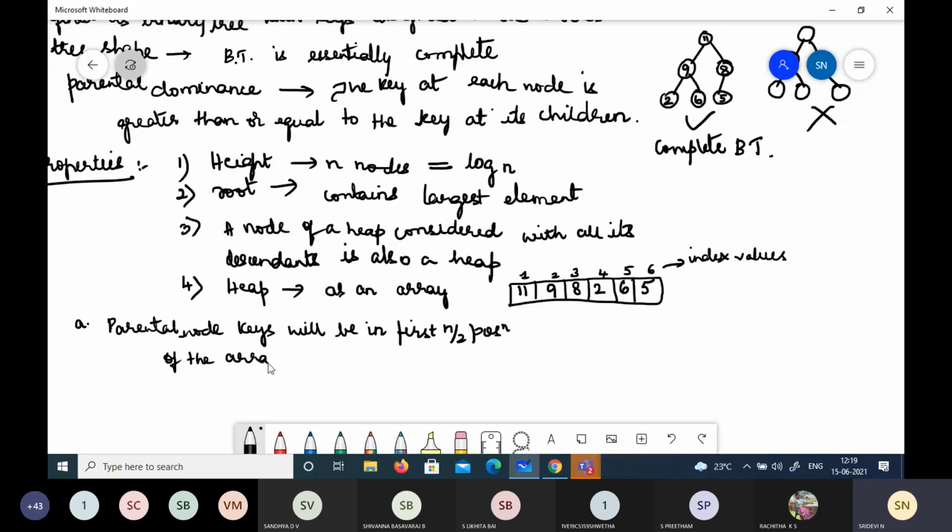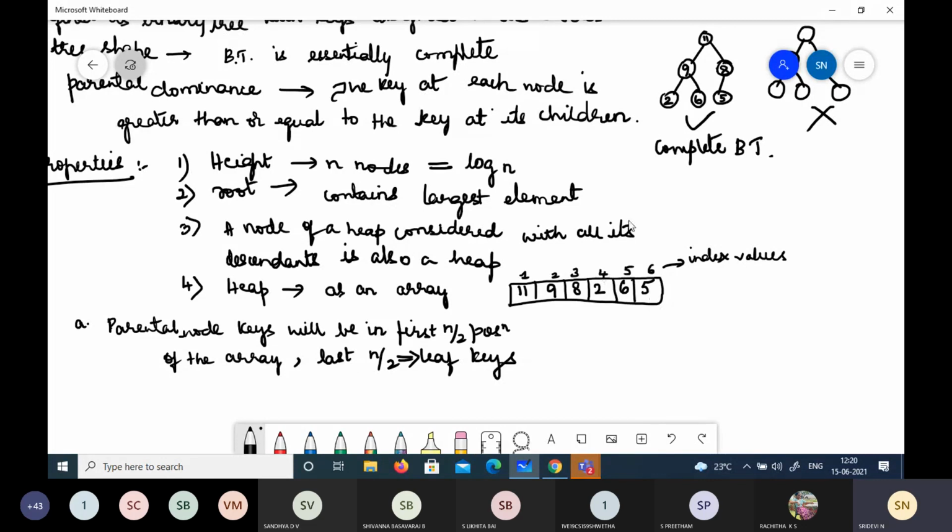Okay. And the last n by 2 will be leaf keys. So the first n by 2 positions will be occupied by the parents and the last n by 2 will be occupied by the children nodes.